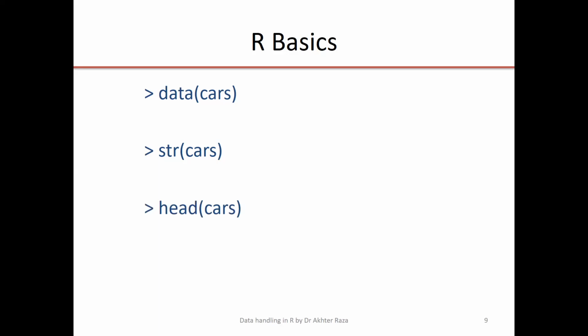Then head(cars): how many rows do I have in cars? That can be shown by head(cars). The first 6 or the first 10 rows of the cars object will be shown. And then we have the plot command: for the variables in cars, a graph will be shown.